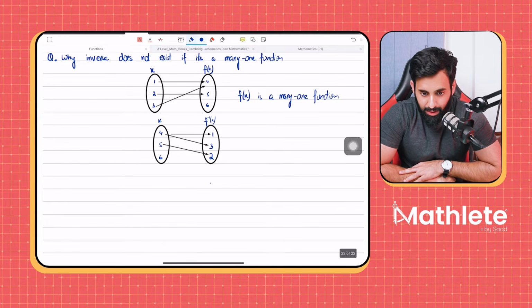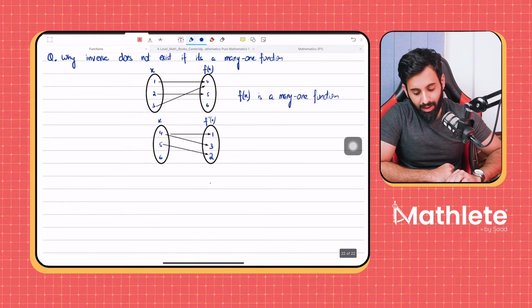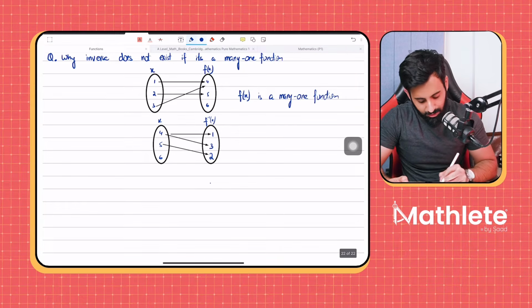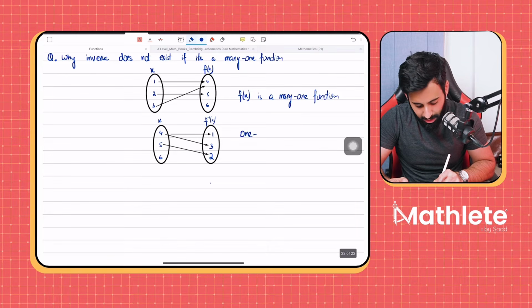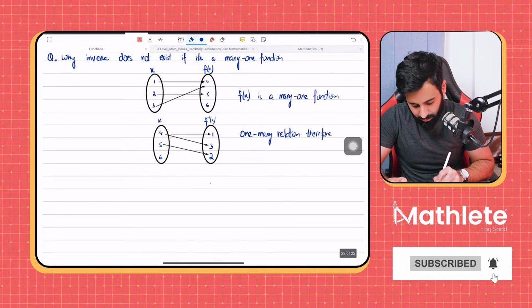Yes, it has become a relation. Okay, it becomes one-to-many, and one-to-many is not a function. This becomes a one-to-many relation, therefore not a function.